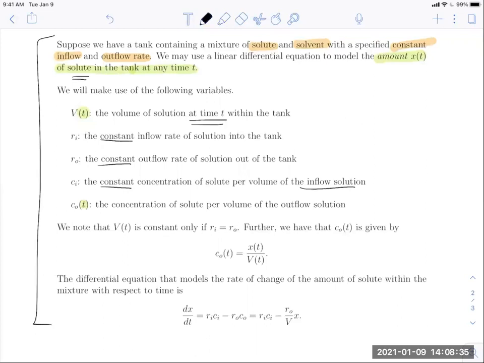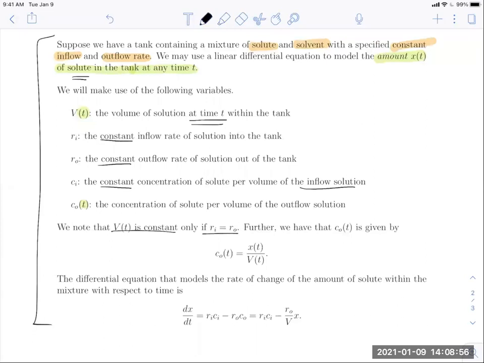There is a special case where the volume is constant. The volume is constant if and only if the inflow rate equals the outflow rate. So you're adding as much volume in as you're taking out in a given unit of time, and so then your volume is at a standstill. Otherwise, your volume will be changing with time.